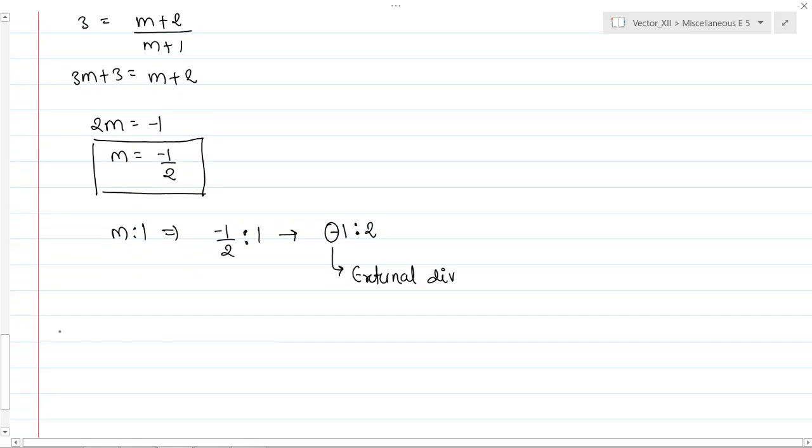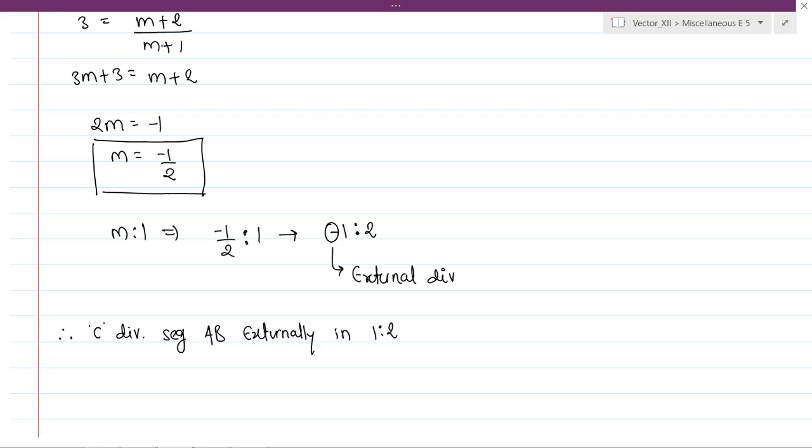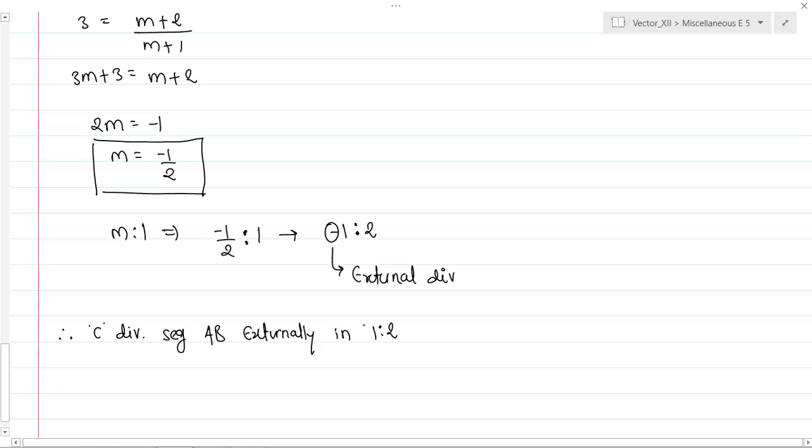Therefore, the conclusion for the first question is: C divides segment AB externally in the ratio 1 is to 2. I hope it is clear. Externally, why? Because we have a negative sign, and the value of m is actually minus 1 by 2, so the ratio becomes 1 by 2, and it's an external division. I hope it is clear. Okay, good. So this was the first question.